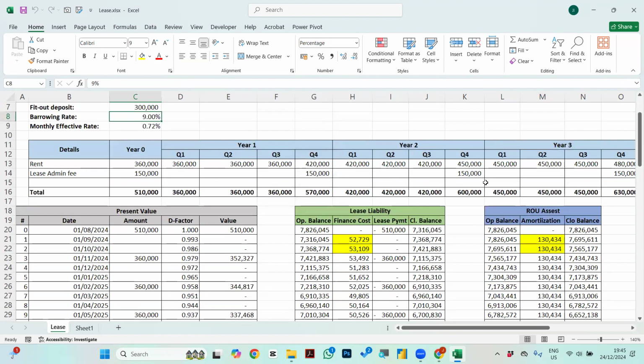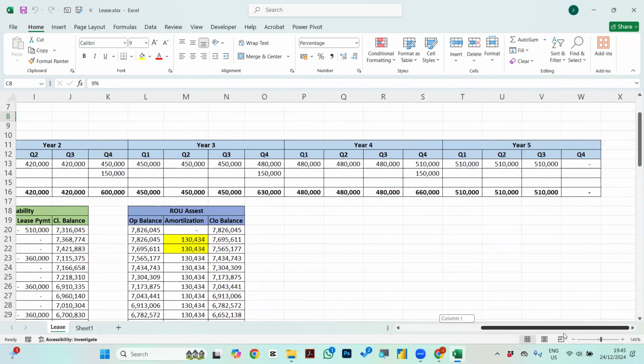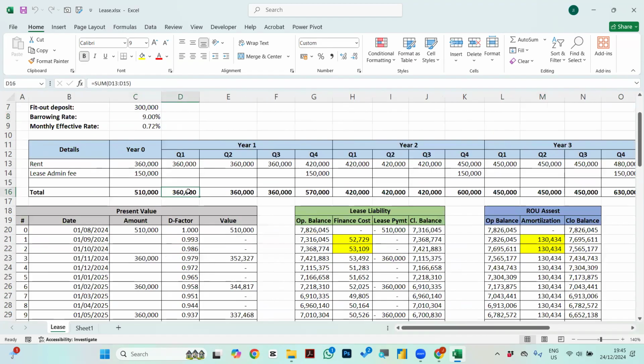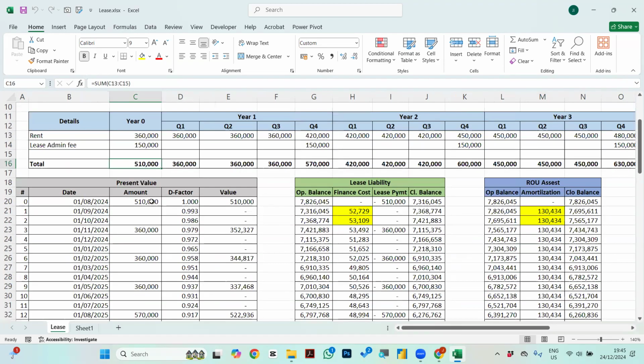Now, I have summarized all the payments that we are going to make for the next 5 years here. And this summary, for example, at the beginning of the year, you're going to pay a lease of 360,000 and administration fee of 150,000. So total outflow is going to be 510,000. This is the first one. So there it says discount factor is going to be 1. So the value also going to be 530. First quarter, we're going to pay 360,000. After taking the discount, multiplying with the discount factor, we are getting 352,000.